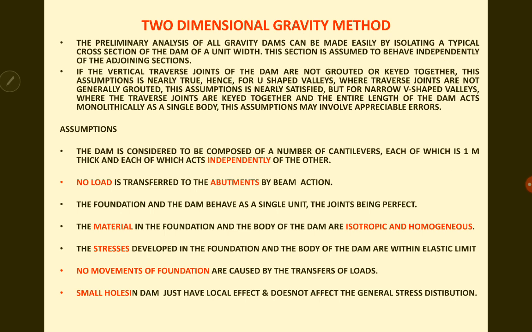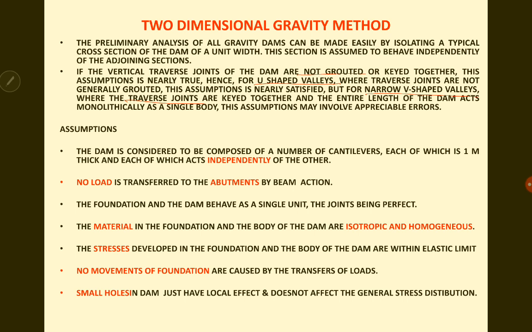Now if the dam structure is acting monolithically, as in the case of very narrow valleys, the dams will have transverse joints which will be well grouted. In that case, it cannot be assumed to be an independent unit, so this analysis may not be completely correct. But usually when the vertical transverse joints are not that important, as in the case of a U-shaped valley, then this analysis will be correct.